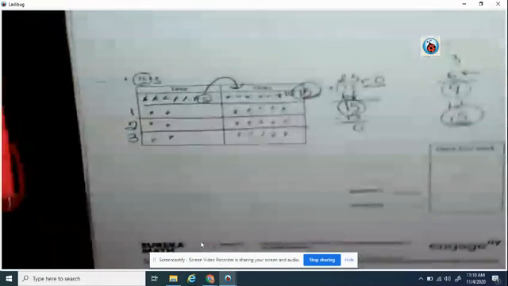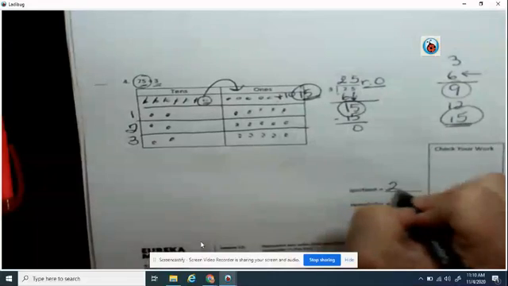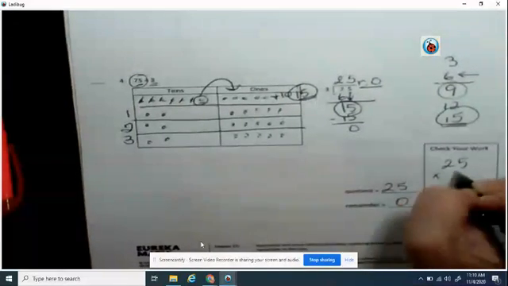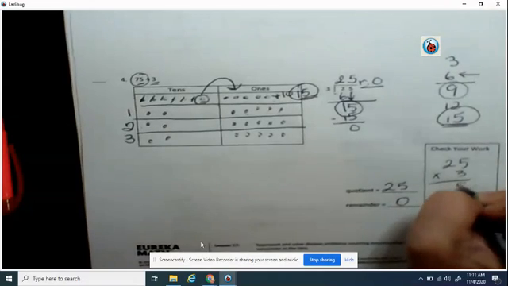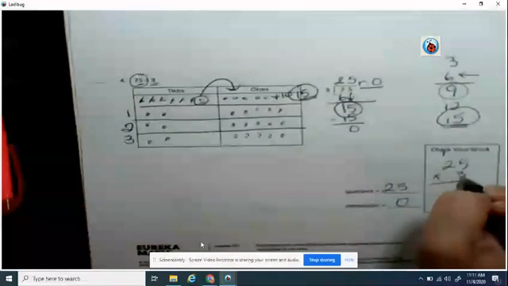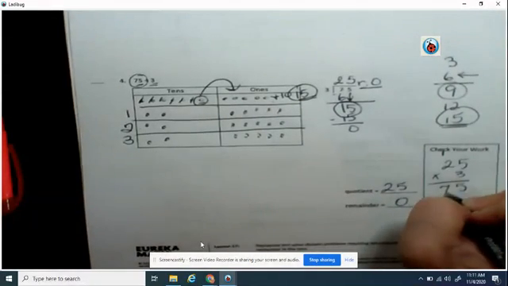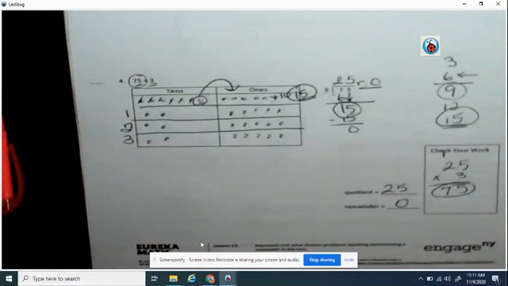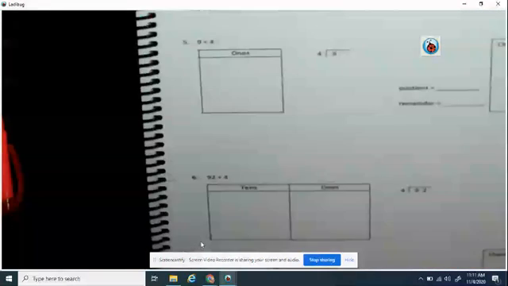So here we're going to check: my quotient is 25. My remainder is 0. 25 times 3. 5 times 3 is 15. 3 times 2 is 6 plus 1 is 7. My answer is 75, and they match. All right, 1 more.